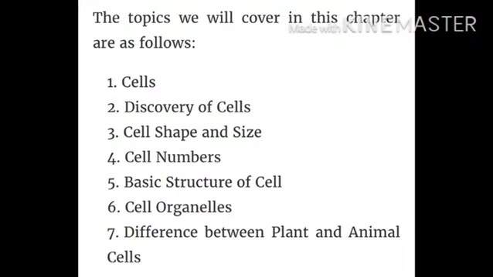The topics we cover in this chapter are as follows: cell, discovery of cell, cell shape and size, cell numbers, basic structure of cell organelle, difference between plant and animal cell, and others are microscope, eukaryotic and prokaryotic cell.